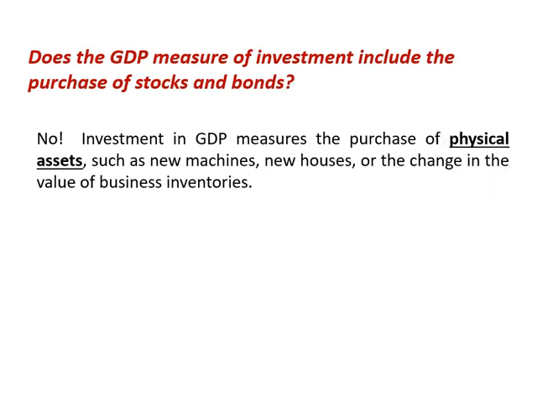Remember, earlier we looked at what went into GDP, and one component was investment. This raises the question, does the GDP measure of investment include the purchase of stocks and bonds? The answer is a resounding no. Investment in GDP measures the purchase of physical assets, such as new machines, new houses, or the change in the value of business inventories. Of course, stocks and bonds might be part of wealth, but GDP does not measure wealth. It measures current production or output.